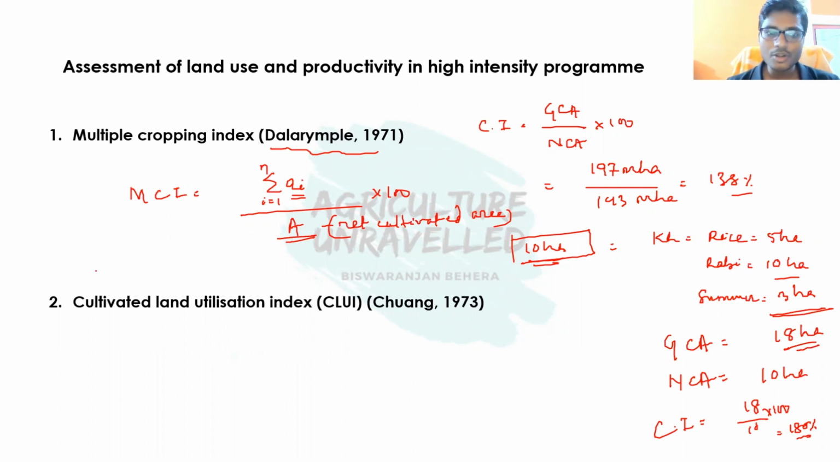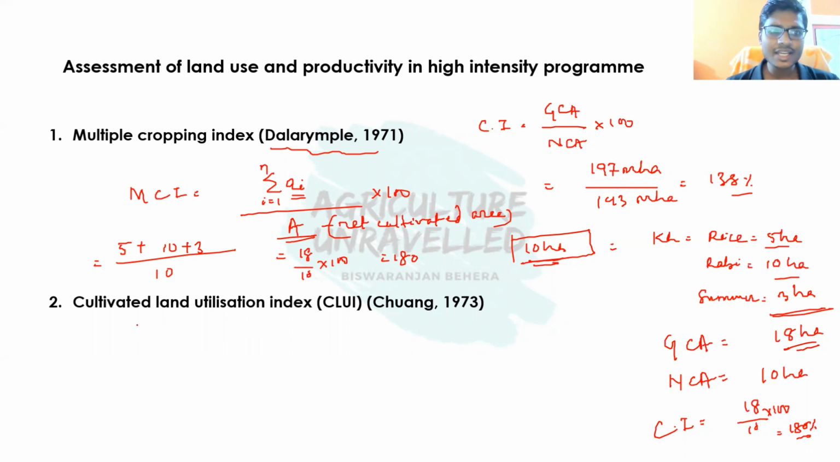In case of multiple cropping index, it is the summation of small ais, where small ai means area under individual crops. So the formula will be 5 hectare plus 10 plus 3, divided by capital A, that is the net cultivated area, that is 10. So it is nothing but 18 by 10 into 100, that is 180%. So multiple cropping index is the same as the cropping intensity. I hope the formula is clear now.